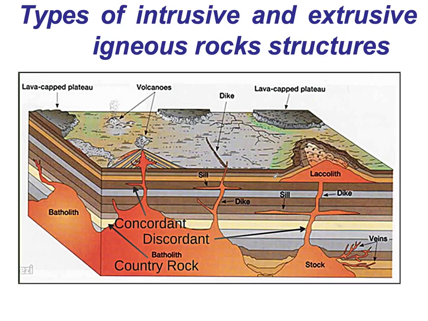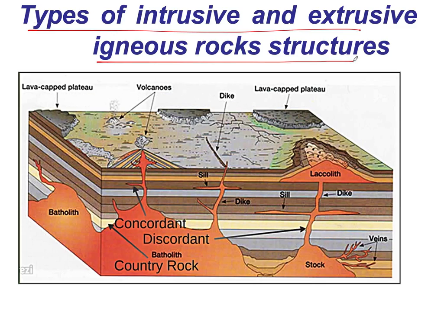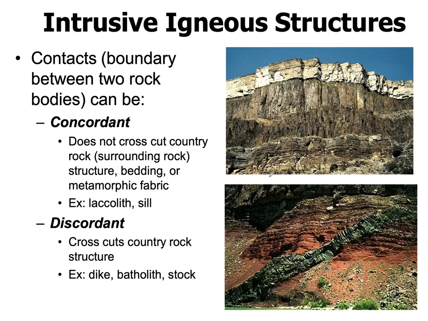Now let's discuss Batholith, Lopolith, Laccolith. Let's discuss that, it's very interesting. So, types of intrusive and extrusive igneous rock structures. Now, for the classification of extrusive and intrusive rock, particularly intrusive structure, we need certain classification, and that classification comes under the fact of contacts.